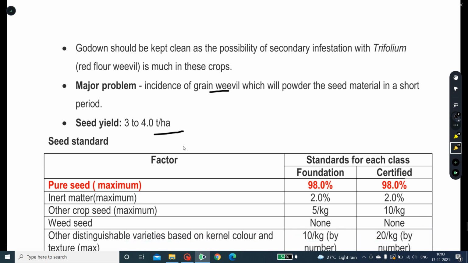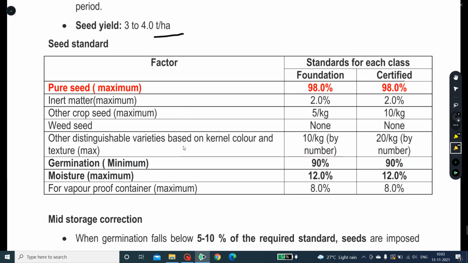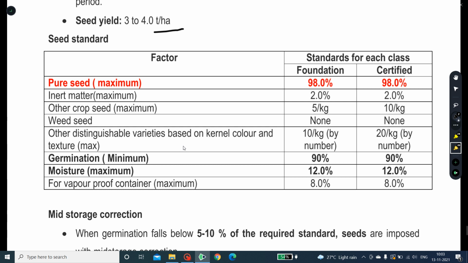In previous slides, we have seen the field standards for seed certification. Here we'll see the seed standards for seed certification. The pure seed percentage is 98% for both foundation and certified seed, and inert matter 2%. Other crop seed is 5 per kg of seed for foundation and 10 per kg of seed for certified. Weed seed should be none. And other distinguishable varieties 10 per kg for foundation, 20 per kg for certified.